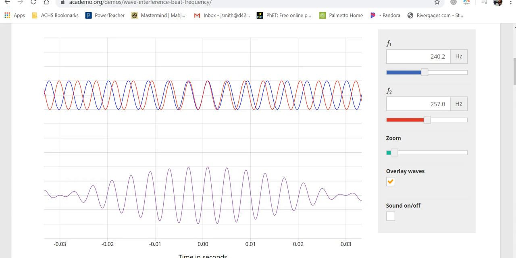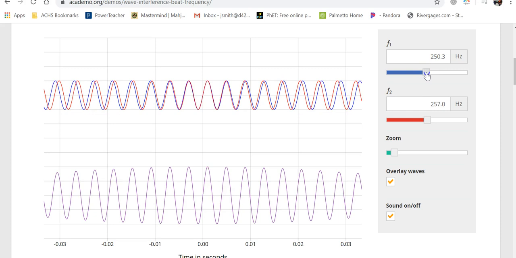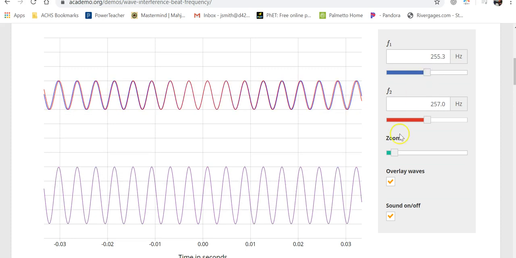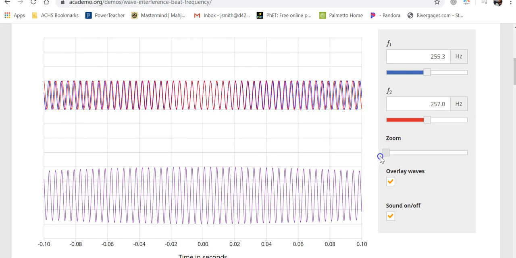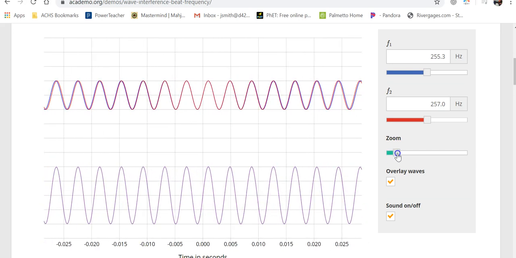Then we get constructive interference. It's very loud. And then we have destructive interference, very quiet. And as it goes from quiet to loud to quiet to loud, we get this pulsing. And that is the beat frequency. However, if we get them much closer together, we get that definite beat frequency.